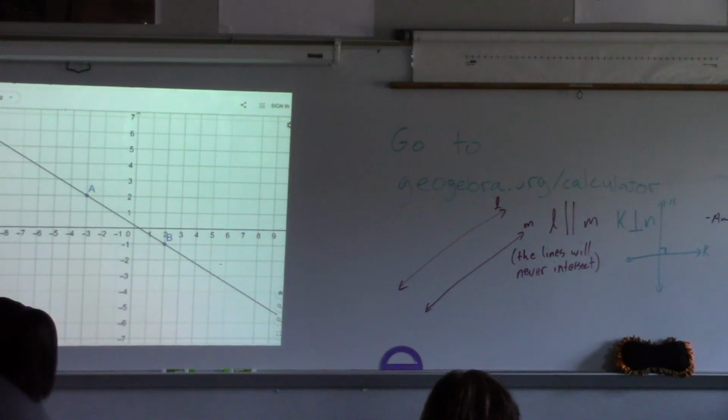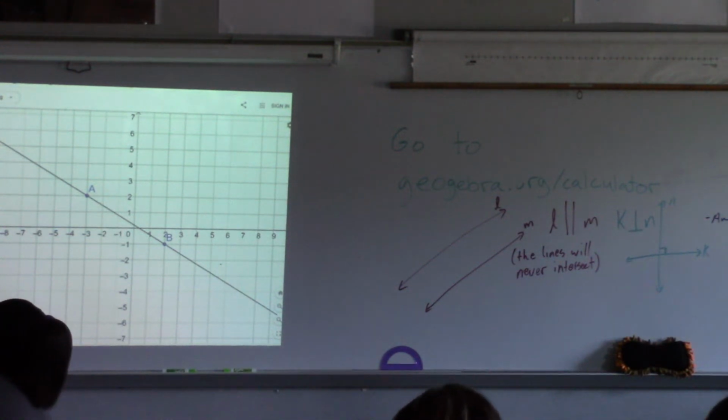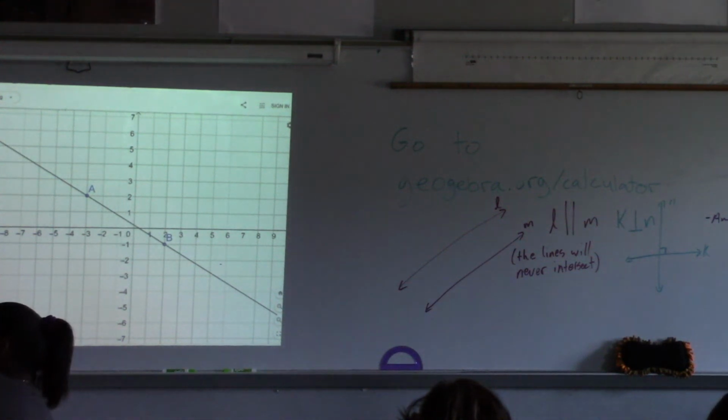Okay, so the general form is y equals mx plus b, where m is the what of that line. Every single one of us should know that slope, right? Yeah. What do we mean by b?